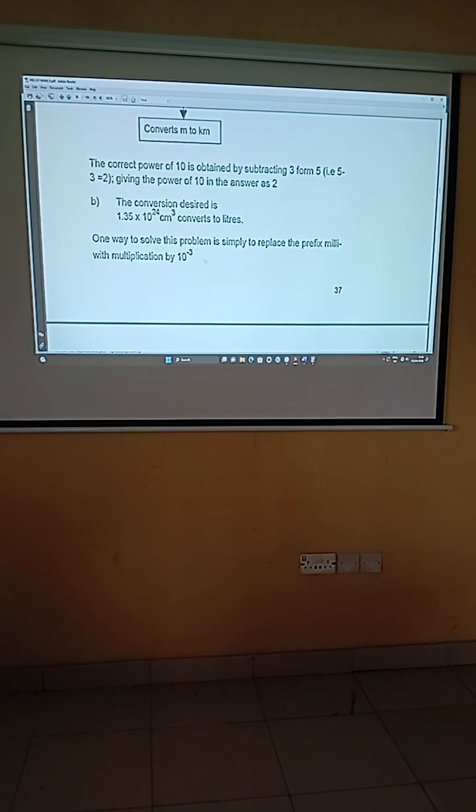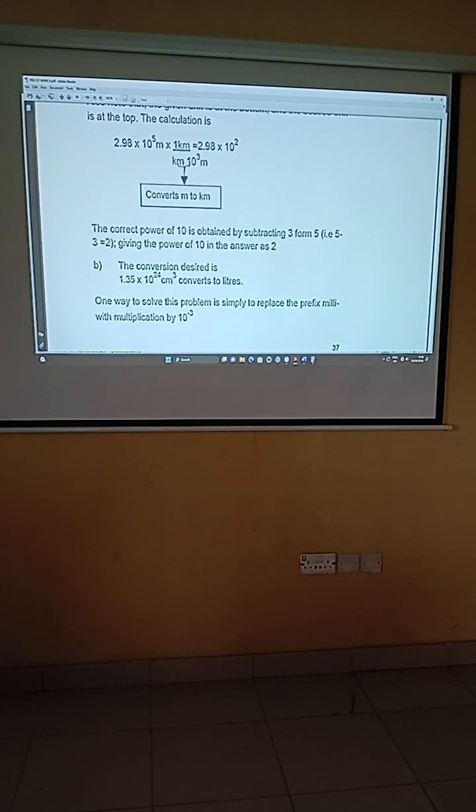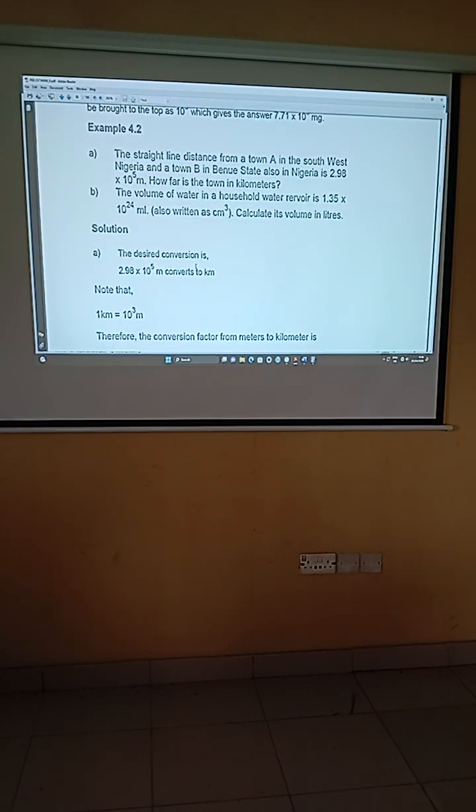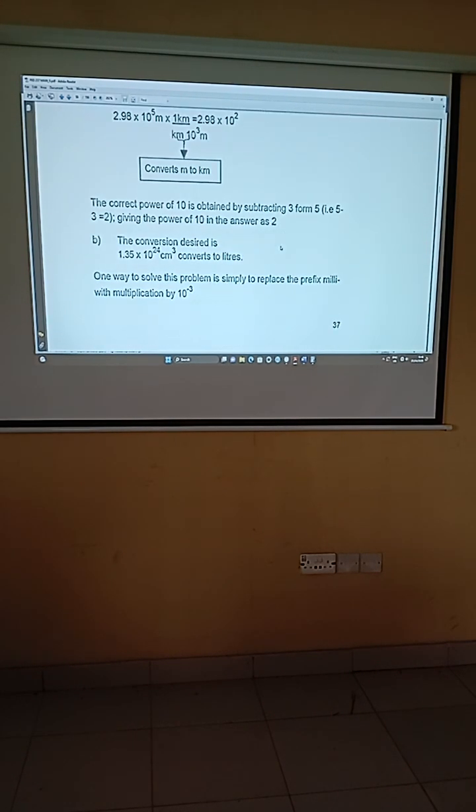Then in the same vein, the conversion question is like the second one. I think there are 2 there. B. The volume of water in a household water reservoir is 1.35 by 10 to the power 24 milliliters, also written as cm cube. Calculate its volume in liters. So it is given to us as milliliters, calculate it in liters.